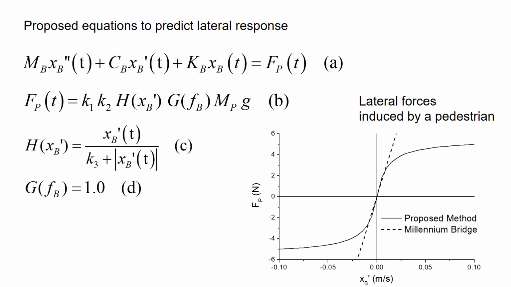This shows Fp with the girder velocity. Fp increases proportionally with the girder velocity at a low velocity. However, when the girder velocity becomes large, the pedestrians decrease their walking pace and Fp saturates.